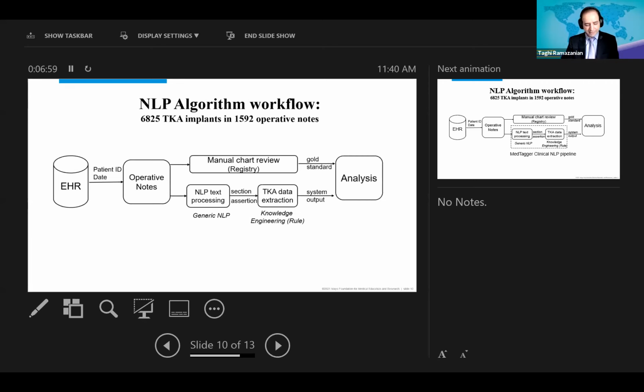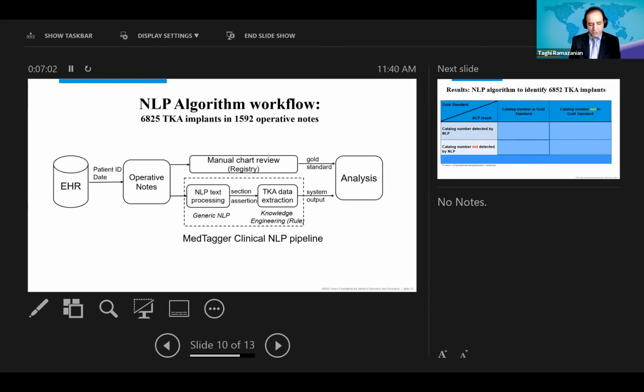To implement the NLP algorithm, we used MedTagger, which is an open source information extraction NLP tool specialized for the clinical domains.